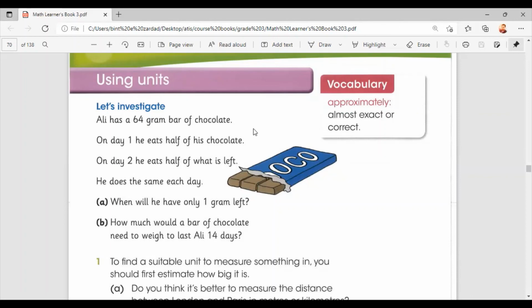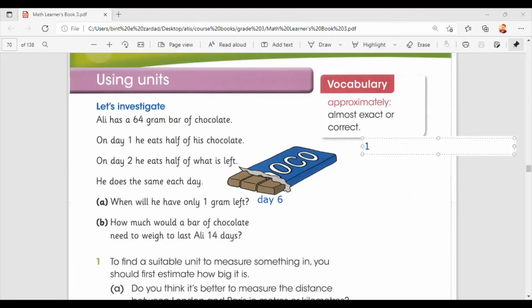Dividing here, 6. For day 6 it's better. How much would a bar of chocolate need to weigh to last 14 days? For 14 days, it's a lot of calculation in grams, so skip it. If you're calculating, it's coming, I think, 8,192. How is it coming? Let me show you.